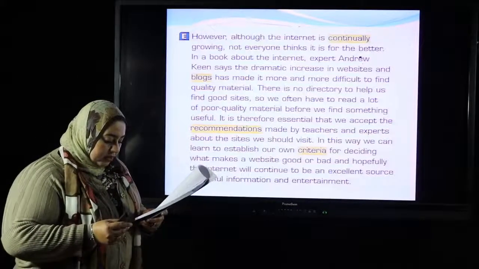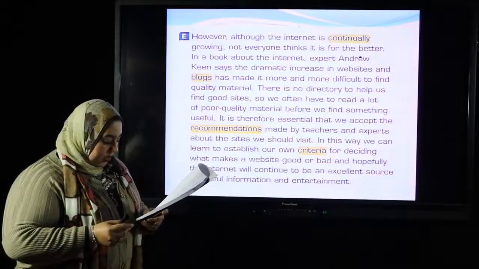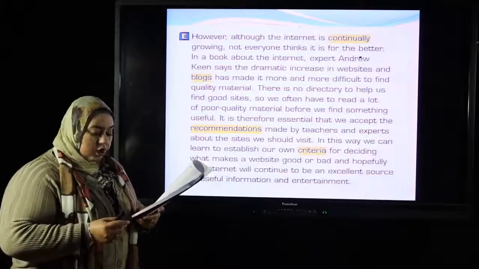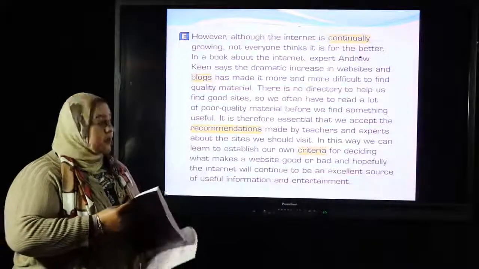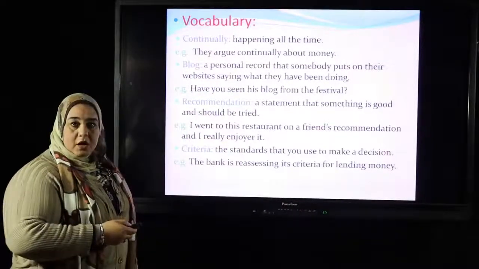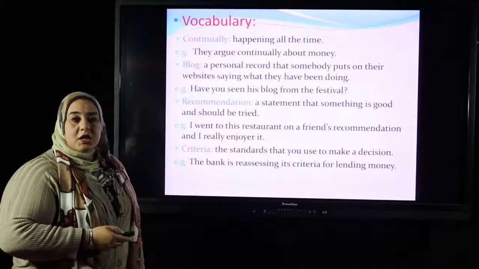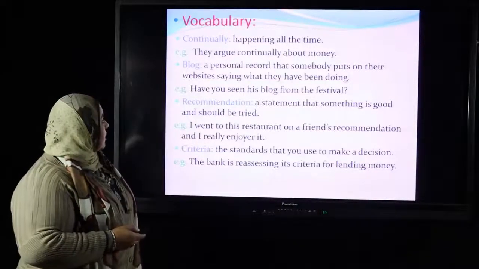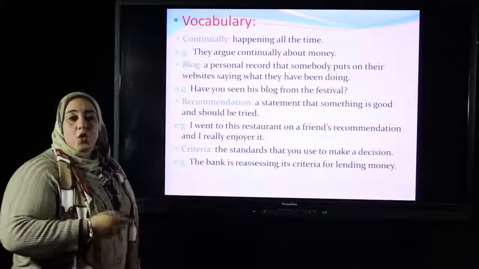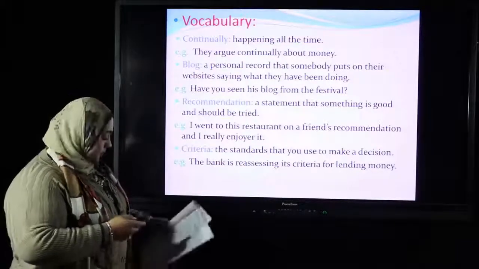Return back to the text. However, although the internet is continually growing, not everyone thinks it's for the better. Continually growing. Continually means happening all the time. All the time there is improvement or change in the internet. They argue continually about money, means they are all the time arguing with each other.